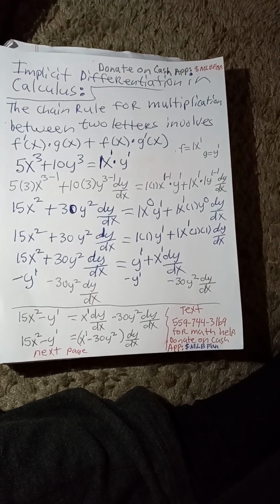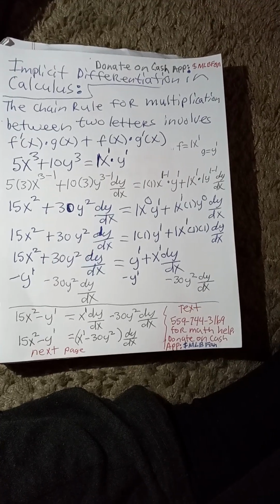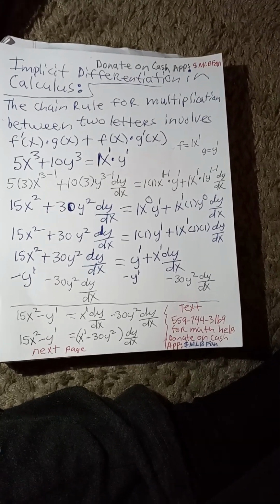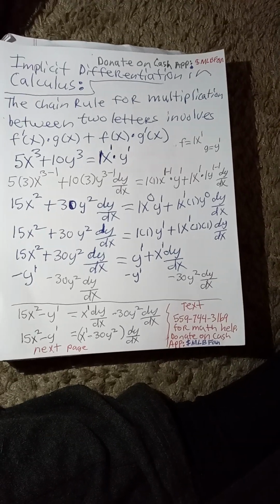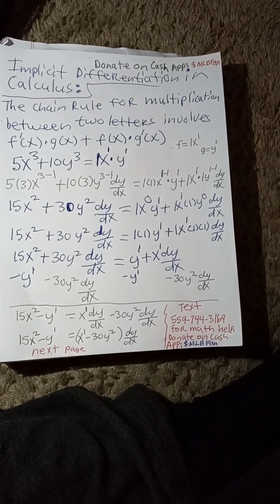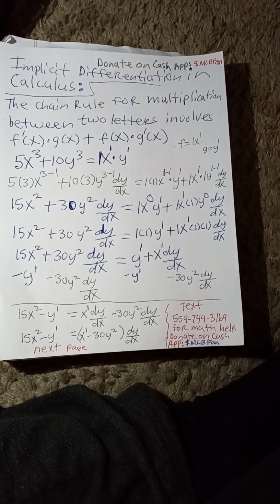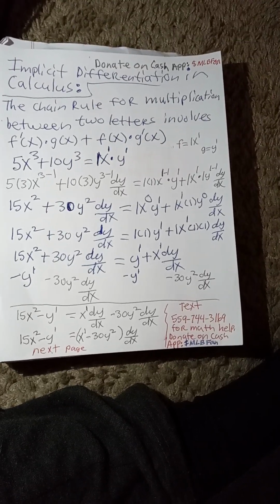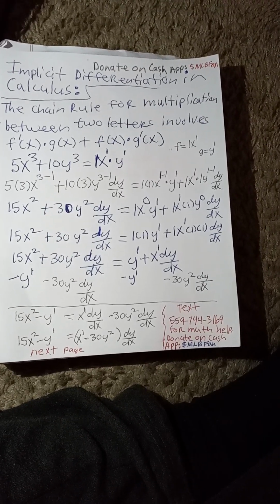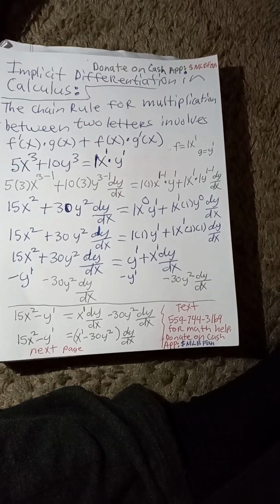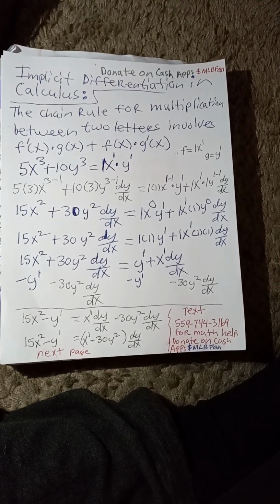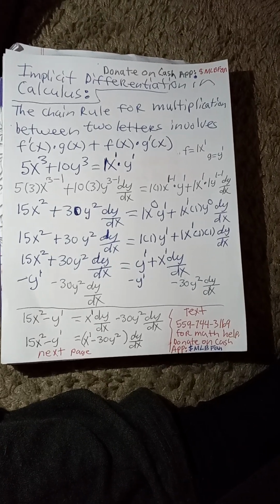So 15x squared plus 30y squared dy divided by dx is equal to 1 times 1 y to the first power plus 1x to the first power times 1 dy divided by dx. And that breaks down to 15x squared plus 30y squared dy divided by dx is equal to y to the first power plus x to the first power dy divided by dx.